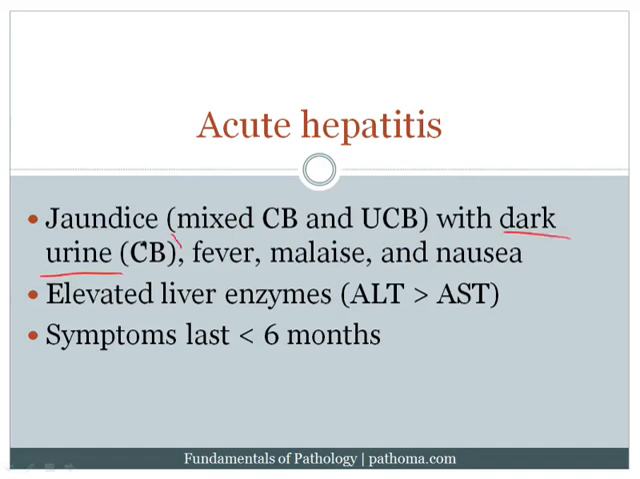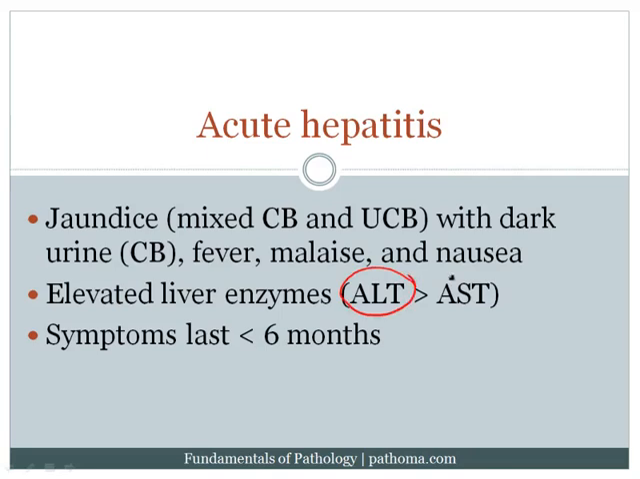Now these patients will also have dark urine, and the reason they have dark urine is because the conjugated bilirubin is water soluble and will be filtered by the kidney into the urine. The patients can also have fever, malaise, and nausea, and these are some of the signs of the fact that they've got inflammation within the liver. On laboratories, there will be elevated liver enzymes.